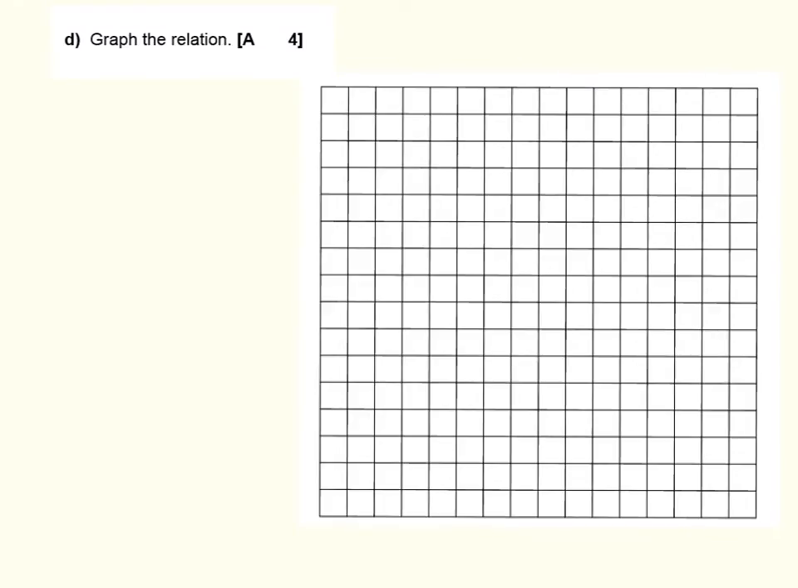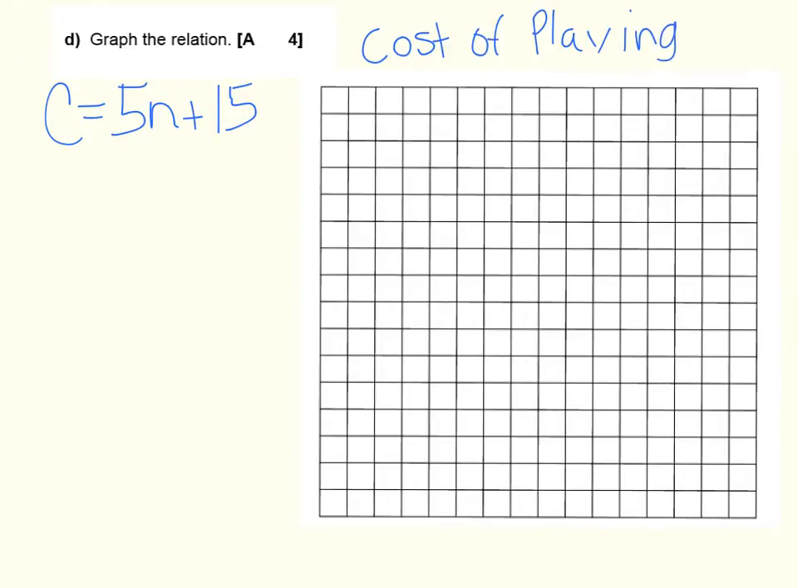Question 4D asks us to graph the relation. So just to recap, our equation was 5n plus 15. So a lot of students had trouble with the graph portion of the test, first and foremost because they did not give a title. So let's do a title first. You could do comparing the y-axis to the x-axis, or you could do a general one like cost of playing at Arcadia.